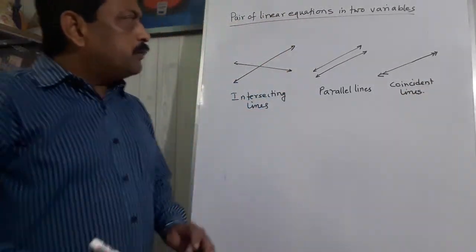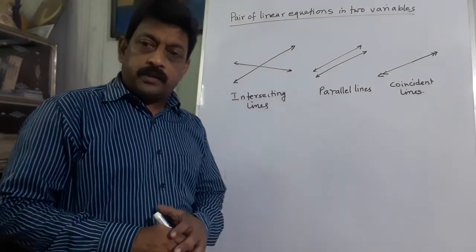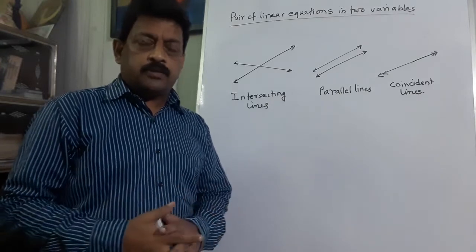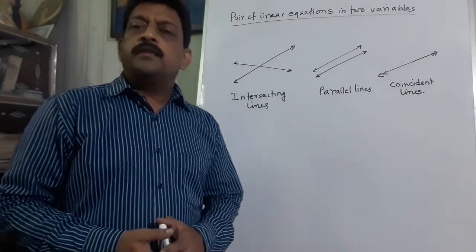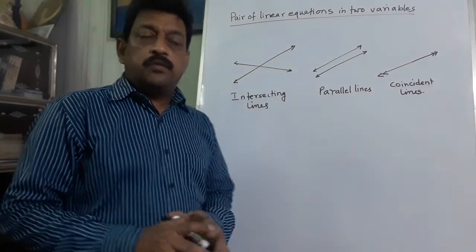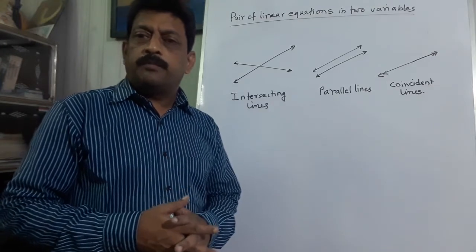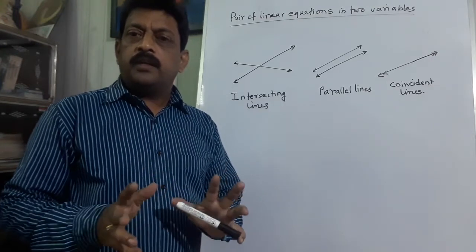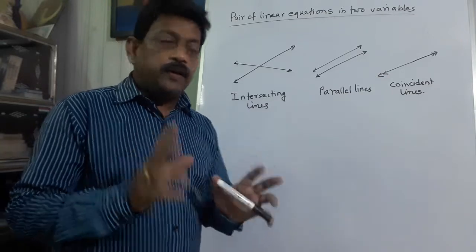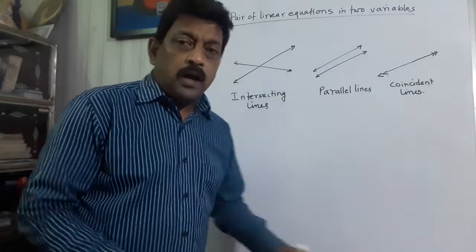Now how do we come to know about the nature of the lines? By plotting them on the graph paper and joining them. So that is the geometrical method. Now there is an algebraic method also to know the nature of the lines without plotting them on the graph paper and drawing the lines. We can use the algebraic method to find the nature of the lines. So let me show you how to do that.